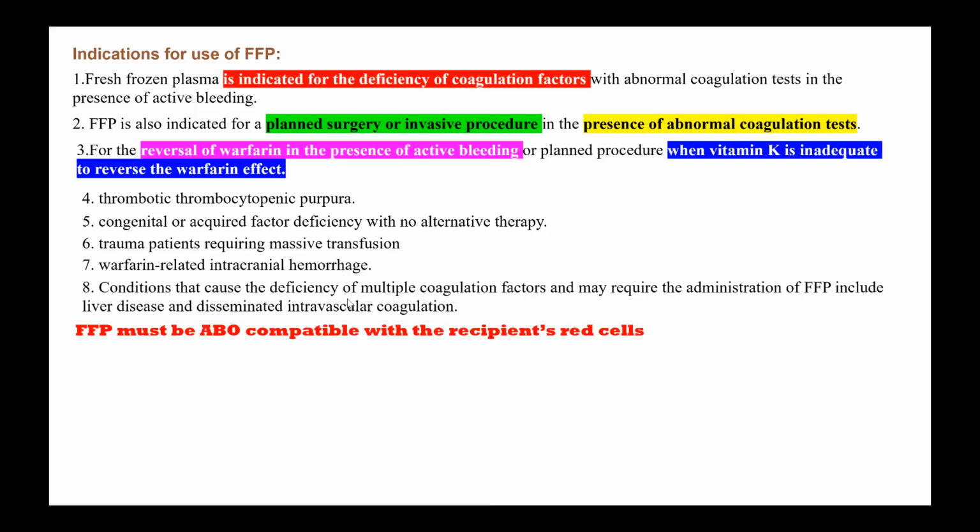disseminated intravascular coagulation. And the FFP must be ABO compatible with the recipient's red cells. That is a very important thing. So you must cross match.